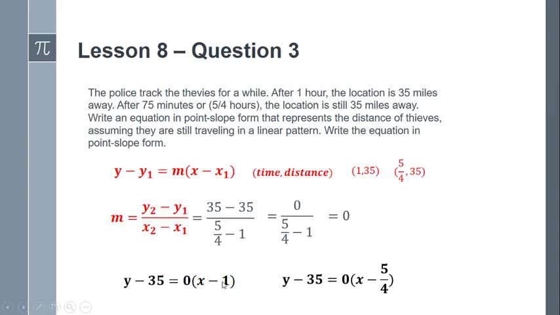Notice that if we simplified both of these equations, that means distributing the 0, or multiplying by 0, which gives us 0. We would still end up with the equation y equals 35 in slope-intercept form. And that makes sense, because it's a horizontal line since the thieves are not moving.